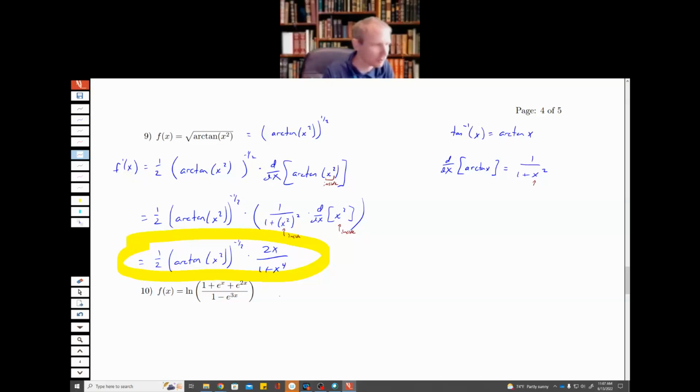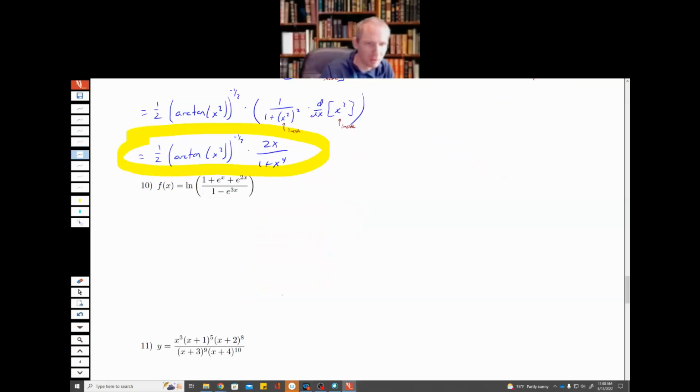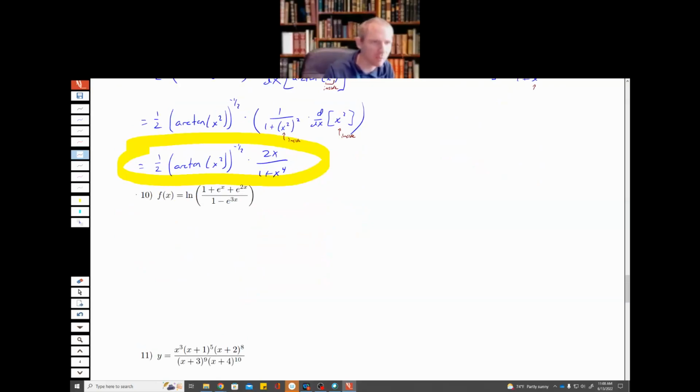Okay, any other questions off the review? Number 10. So number 10, you could just start differentiating it as it is, but what I would do is say, well, if I've got a log in here already, I'm going to use any log rules that I possibly can before I take a derivative, just to make things easier. So I would write this as ln of 1 plus e to the x plus e to the 2x minus ln of 1 minus e to the 3x. And that way, when I go to differentiate, I don't have to do a quotient rule at any point.